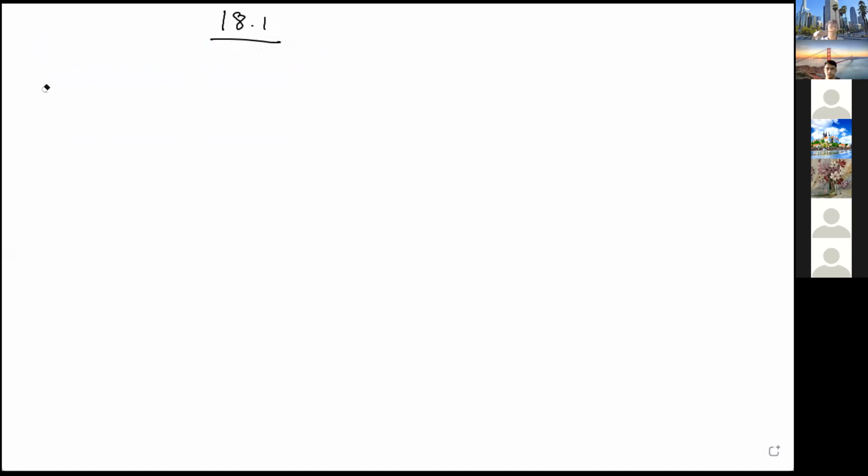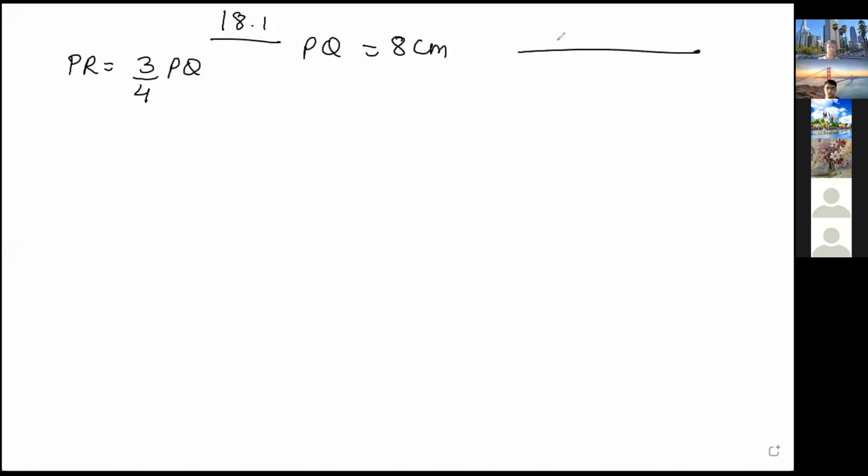This is PR is equal to... I'm just writing like this. We have to draw PR is equal to 3/4 PQ, and we have to draw a line segment PQ equal to 8 centimeter. So roughly it is like this. See, PQ is equal to 8 centimeter, and somewhere R is there such that PR by PQ is equal to 3/4.